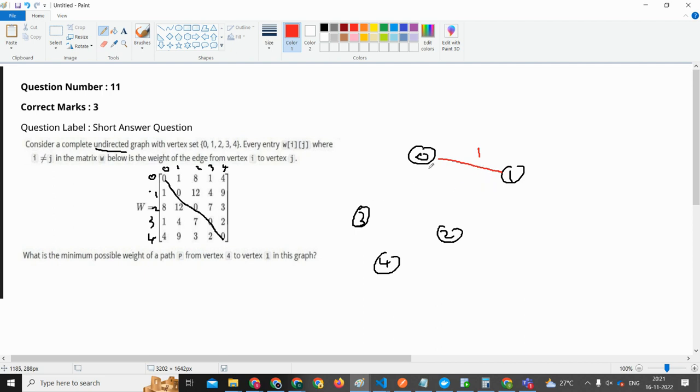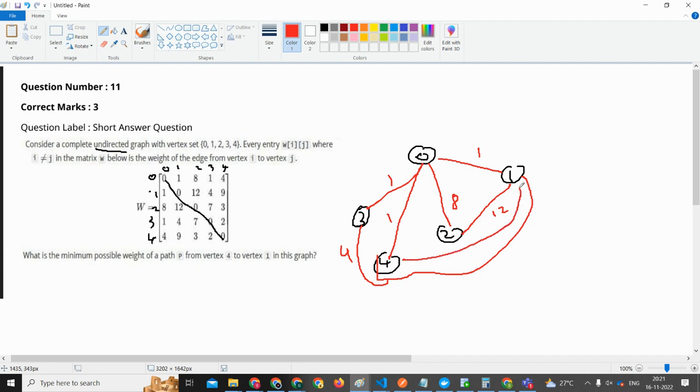Then 0 to 2, it's 8. 0 to 3, it's 1. And then 0 to 4, it's 4. Then from 1, you can start from 2. 1 to 2, it's 12. 1 to 3, it's 4. And 1 to 4, it's 9.